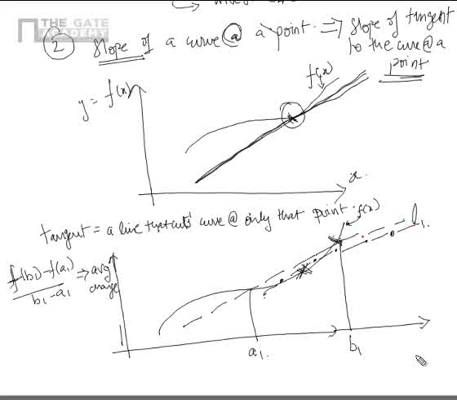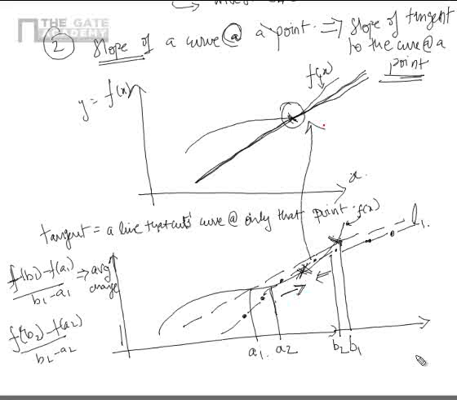Now I take a different line like this. Okay, now this line cuts the curve at A2 and B2. Now again I can find f of B2 minus f of A2 by B2 minus A2. Now I can keep on doing this and converge towards this point. At that time what I will get? I will get this line, and that happens to be the tangent.